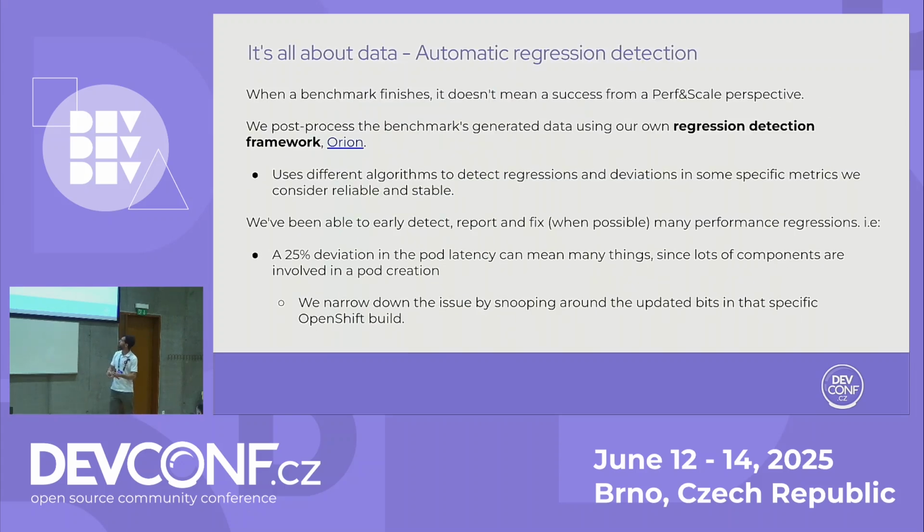What about data? When a benchmark finishes, it doesn't mean that everything went okay from a performance scale perspective. What we do is post-process the results indexed by Kubernetes, including the metrics, the alerts, or even the job summary that contains some relevant information. In this framework, we post-process that information with our own automatic regression framework called Orion, that basically uses different algorithms to detect regression and deviations from the metrics.